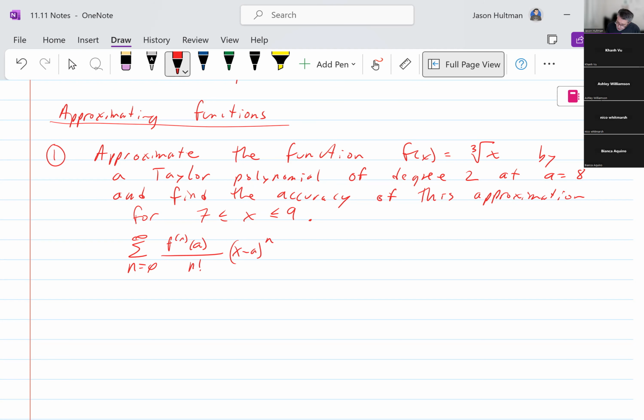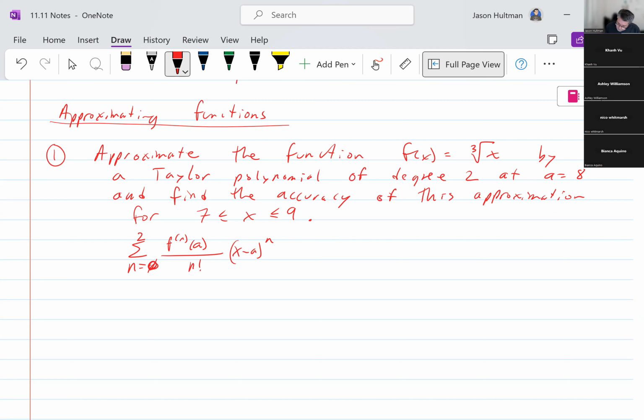Okay, so we want to stop at degree 2, right? So we want this to go from n equals 0 to just 2. Okay, and that will give me my Taylor polynomial of degree 2. So we want 3 terms: the 0 term, the first term, and the squared term. So this is going to end up being a quadratic.